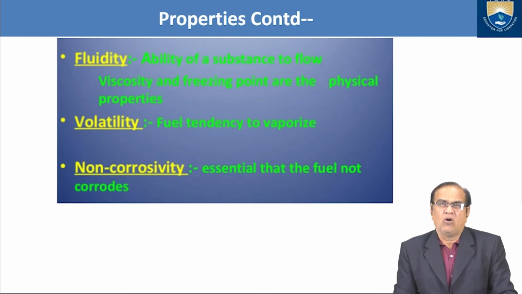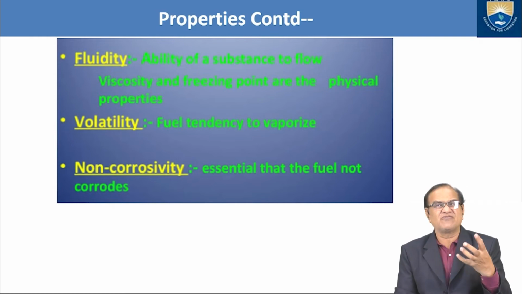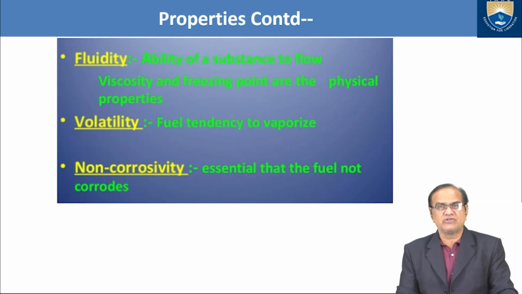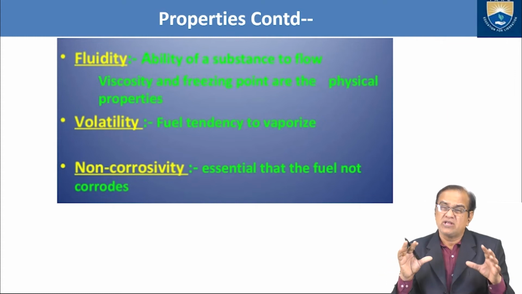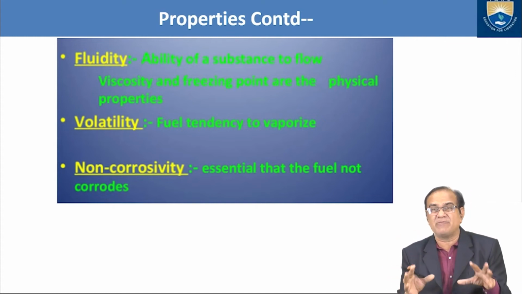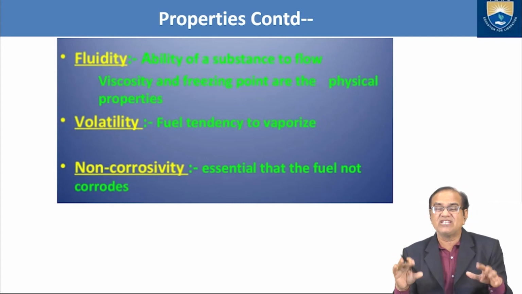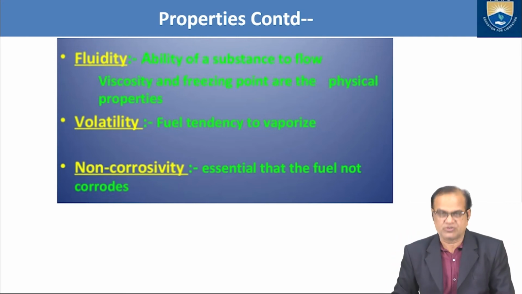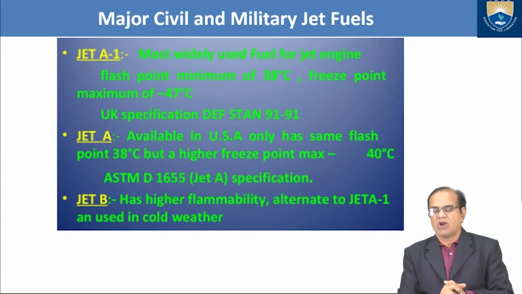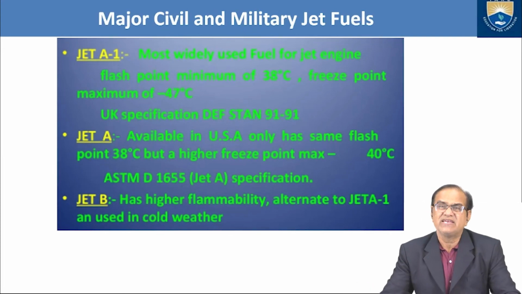Then volatility, it is a fuel's tendency to vaporize. So it should not vaporize very fast. That is the non-corrosivity. So when your fuel is going through the metallic pipe or any type of rubber material, it should not give any chemical reaction, and there should not be any corrosion or rust formed if the fuel is used. So these are some important properties of any fuel system, or ATF, aviation turbine fuel.